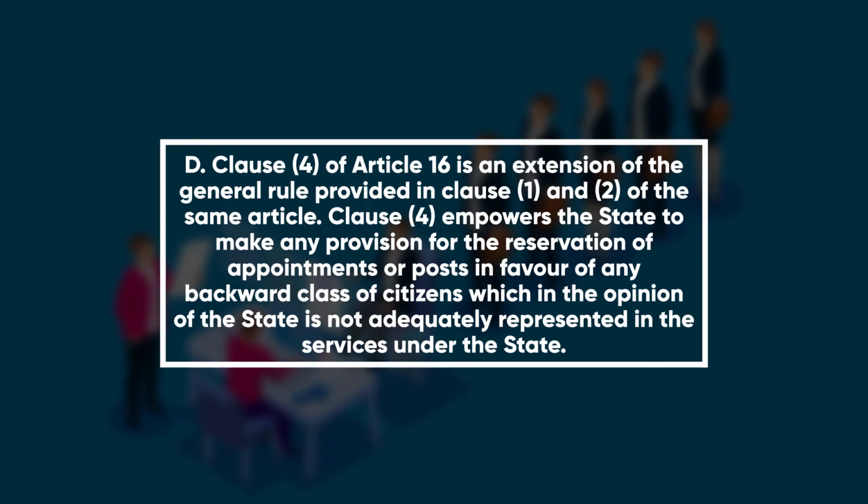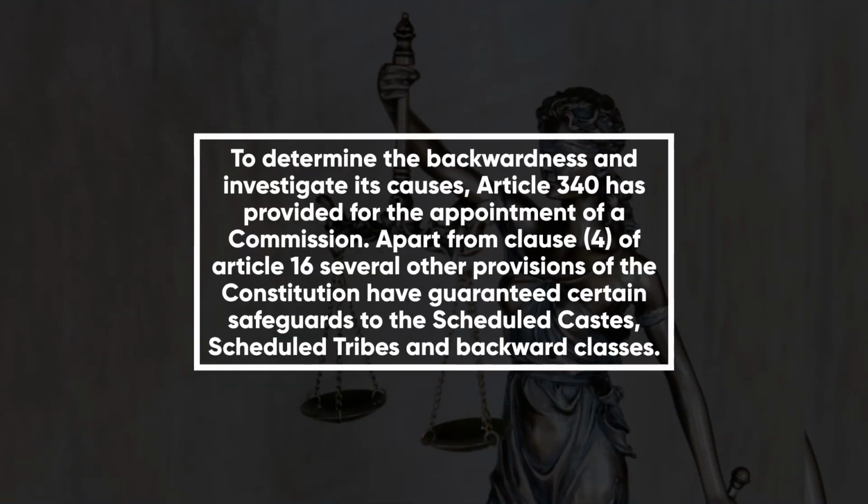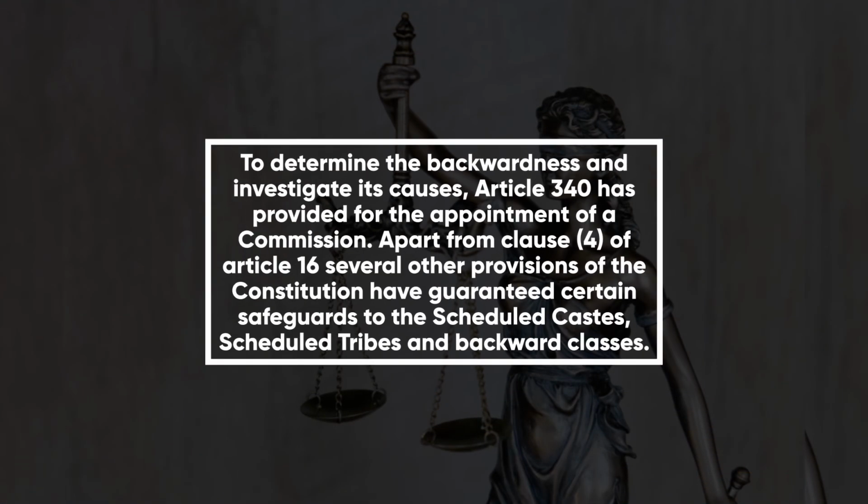D. Clause 4 of Article 16 is an extension of the general rule provided in Clauses 1 and 2 of the same article. Clause 4 empowers the state to make any provision for the reservation of appointments or posts in favor of any backward class of citizens, which in the opinion of the state is not adequately represented in the services under the state. To determine the backwardness and investigate its causes, Article 340 has provided for the appointment of a commission. Apart from Clause 4 of Article 16, several other provisions of the Constitution have guaranteed certain safeguards to the scheduled castes, scheduled tribes, and backward classes.